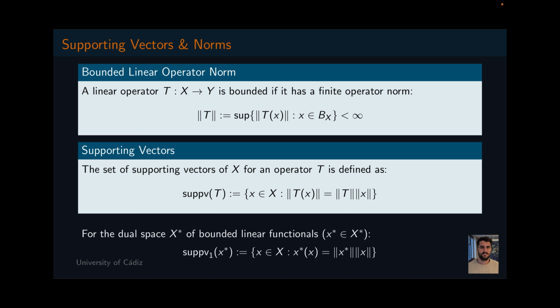Second, and most crucially for our optimization, we define the set of supporting vectors of T. This is denoted as Supp V of T. These are those special elements x in our space where the operator achieves its absolute maximum theoretical stretching. That is, the points where the norm of T of x exactly equals the norm of T times the norm of x.